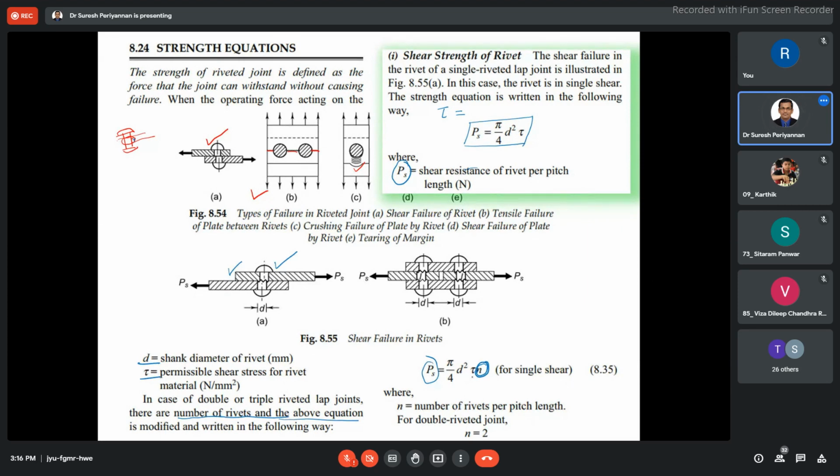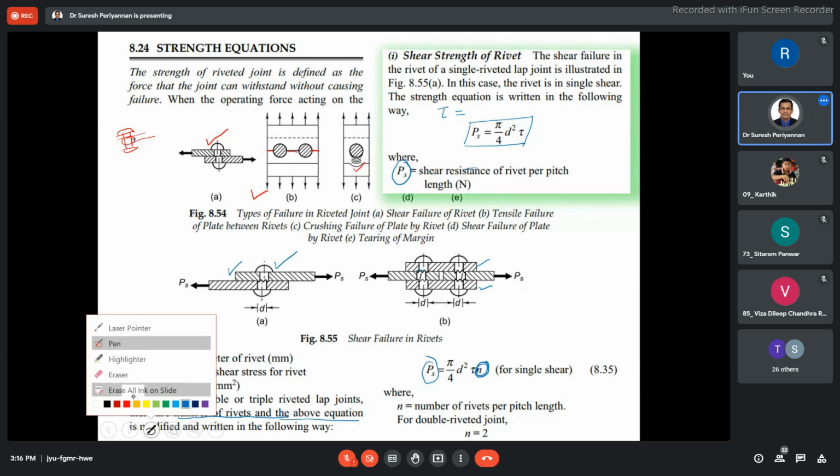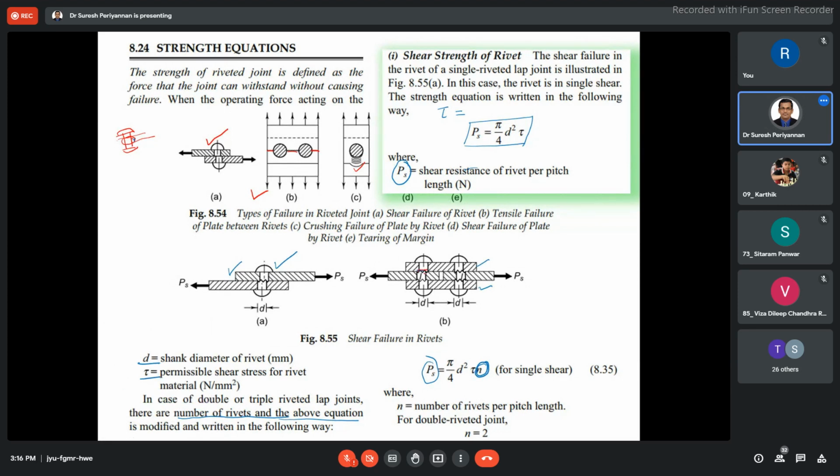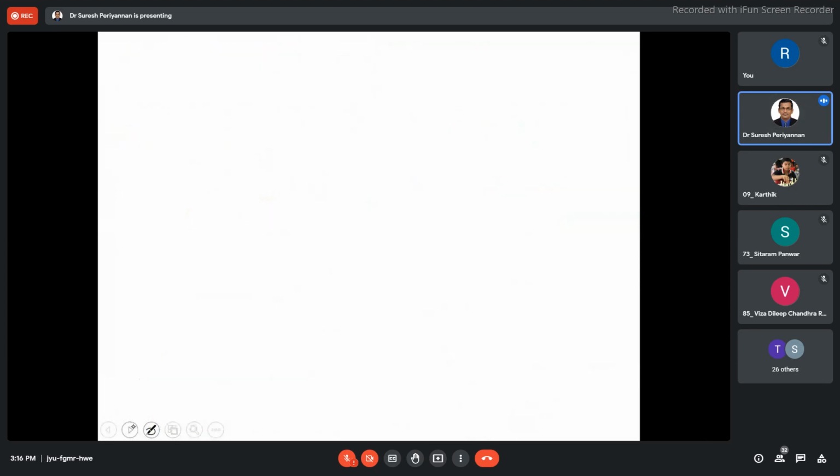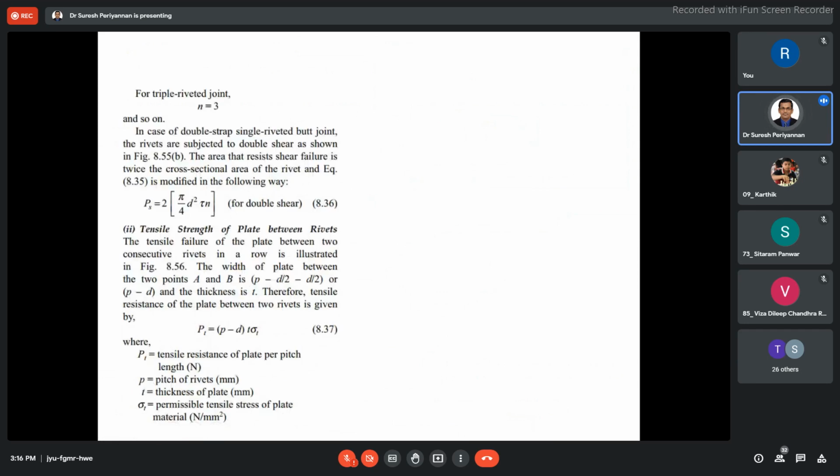Suppose we come to a butt joint. A butt joint means we are using a strap, right? This upper strap, lower strap. Then how many shears are going to be there? There are two shears: one shear here, another shear here. This is the butt joint. So in this case, how do we modify the equation? The formula is the same; we are going to modify the equation based on our butt joint.